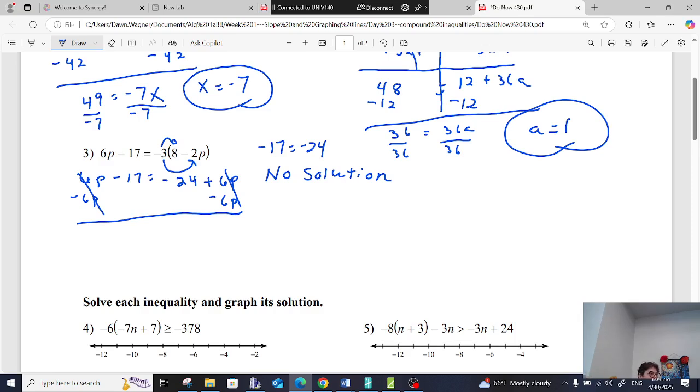And everybody needs to sign in because I don't have everyone's name, right? Hopefully everybody signed in.